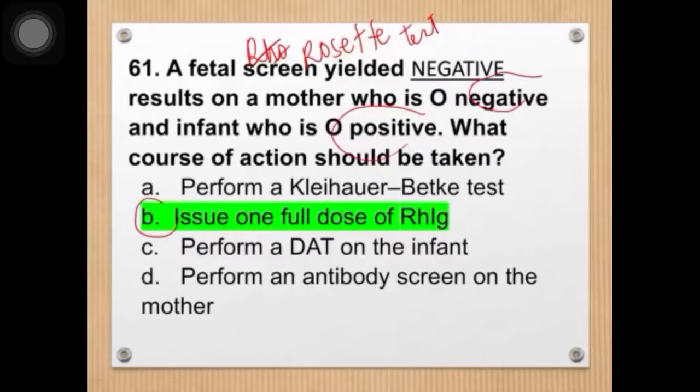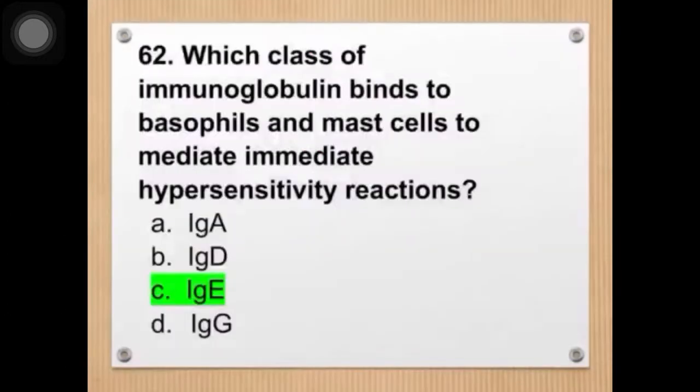Number 62. Which class of immunoglobulin binds to basophil and mast cell to mediate immediate hypersensitivity reaction? Ang tinutukoy po dito, type 1 hypersensitivity reaction, the immediate type of hypersensitivity reaction. Anong immune mediator po nito? IgE. Ano pong halimbawa ng type 1 hypersensitivity reaction?